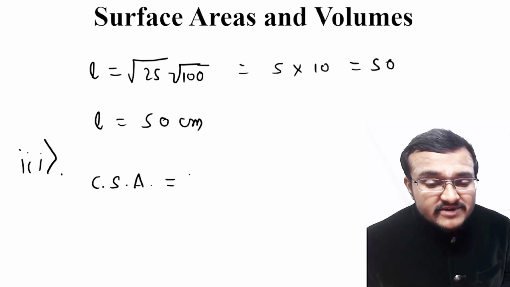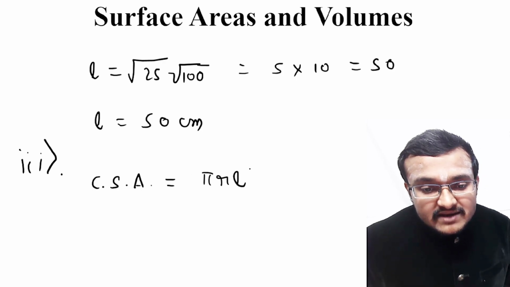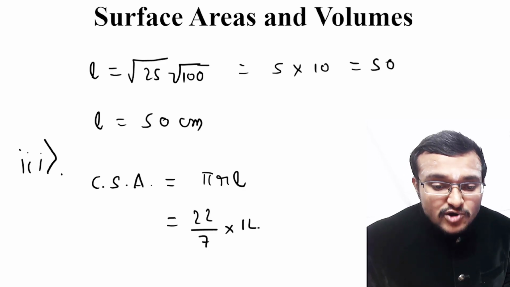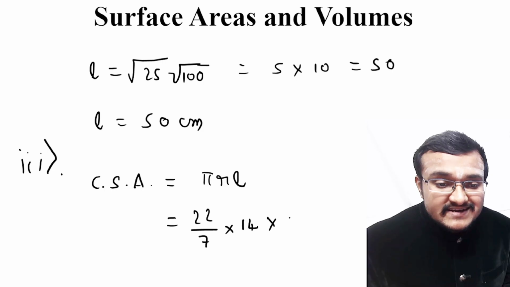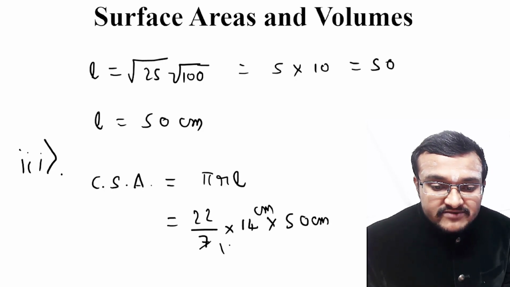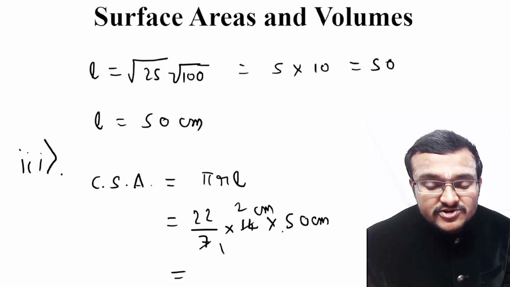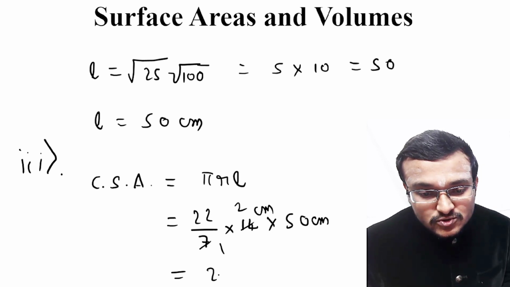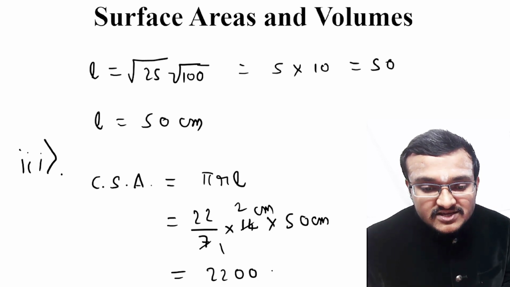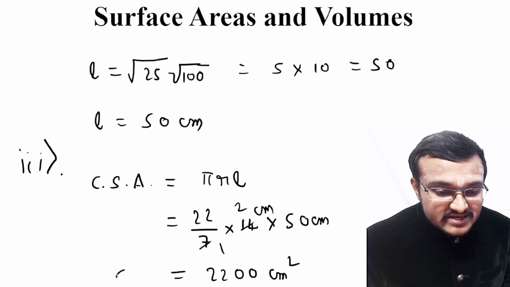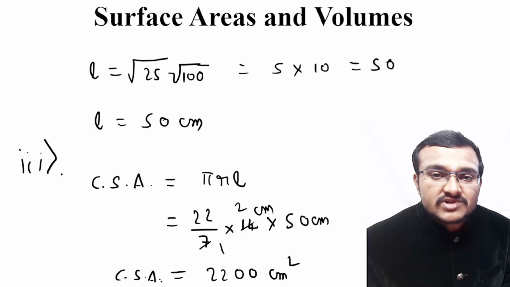So curved surface area of a right circular cone is equal to pi r L. So pi r L means it is 22 by 7 into radius we have got as 14 centimeter, and slant height is equal to 50 centimeter. So here 14 centimeter. 7 ones are 7, 7 twos are 14, 22 into 2 will be 44. So 44 into 5 will be 440. In that, half of the 440 will be 220. So 220 and one more zero is there into centimeter square. So 2200 centimeter square is the curved surface area of this right circular cone.